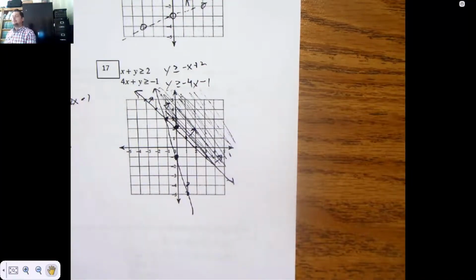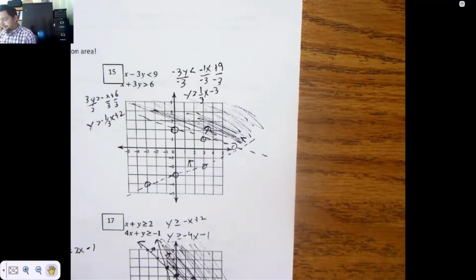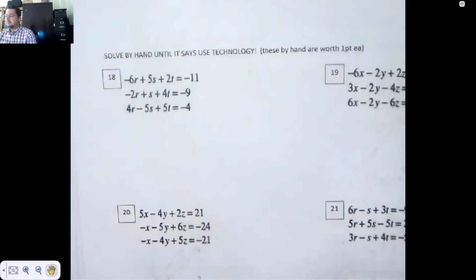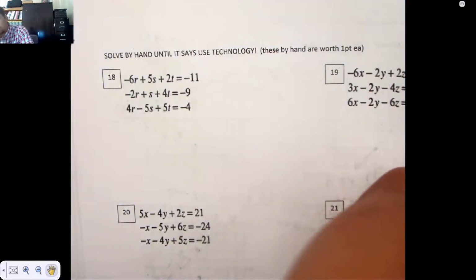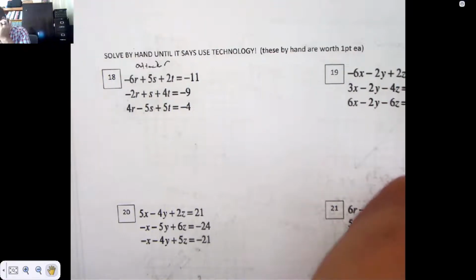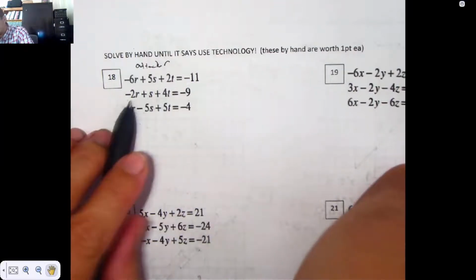There you go. On to the fun ones. These are the fun ones. Solved by hand. I think I am going to attack R. That's what I'm choosing to do. Attack R. So I'm going to take this equation right here and double it.